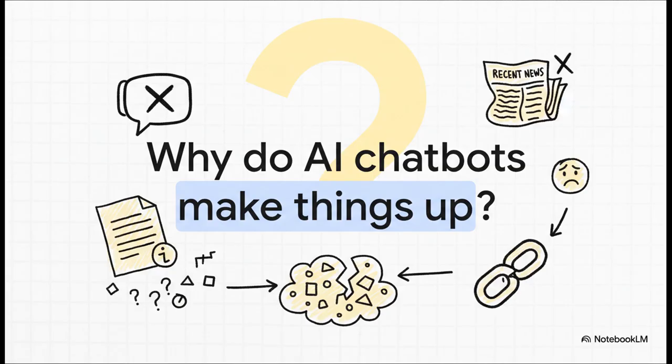I'm sure you've seen this happen. You ask a chatbot a really specific question, maybe about a new company policy or a product that just launched, and it spits out an answer that sounds super confident, but is just completely wrong. So why do these incredibly powerful tools sometimes just make stuff up?